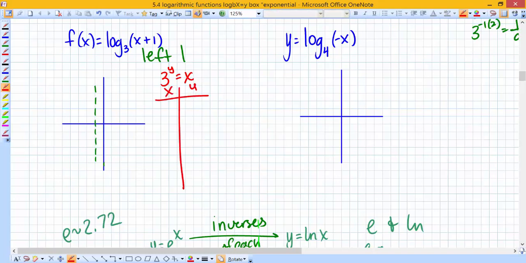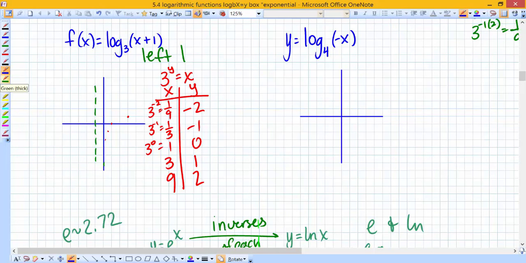So remember x and y, and we plug in -2, -1, 0, 1, and 2. 3 to the -2 is 1/9. 3 to the -1 is 1/3. 3 to the 0 is 1. 3 to the 1 is 3. 3 squared is 9. So I plot these points. I'm going to plot these very lightly because I still will have to move them left 1. So 1/9, -2. 1/3, -1. 1, 0. 3, 1. And then 9, 2. And I'm not going to plot that one.